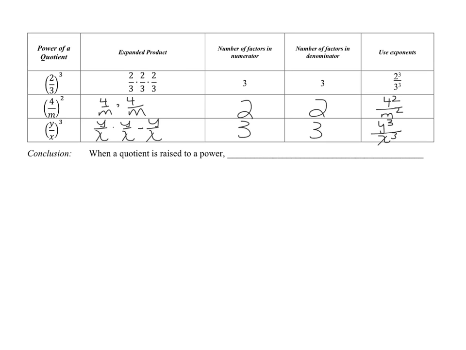So now look, how am I getting from this column to this column without having to do it in an expanded form? It's very similar to what we did when we're taking a power to a power. When you have a quotient raised to a power, you do the same thing. You just bring the exponent in, but you have to remember to apply the exponent to all the factors on the top and all the factors on the bottom, right?